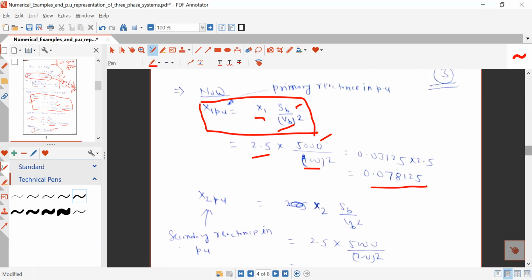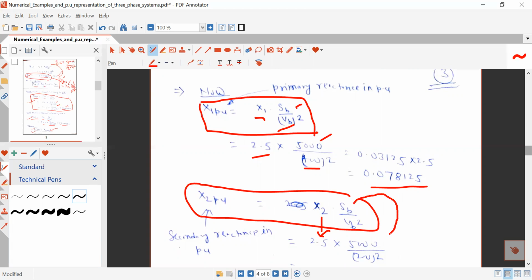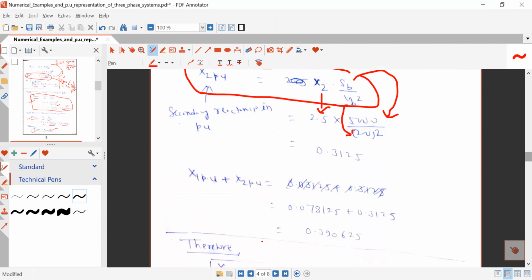Similarly, the secondary reactance, or secondary leakage reactance, can be converted in per unit by using the same formula. The actual value is given in the problem, the secondary reactance is given in the problem, SB is given in the problem, and for the secondary side, the base voltage will be this. So in this way, you can calculate X2 per unit.